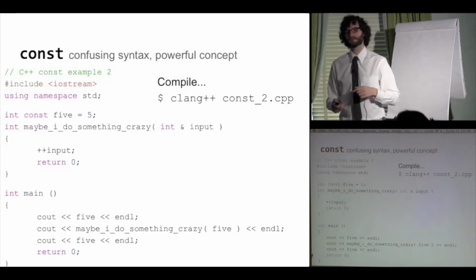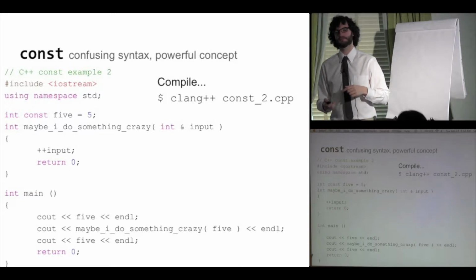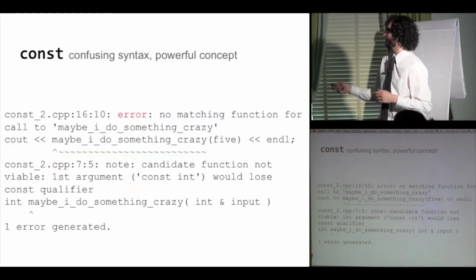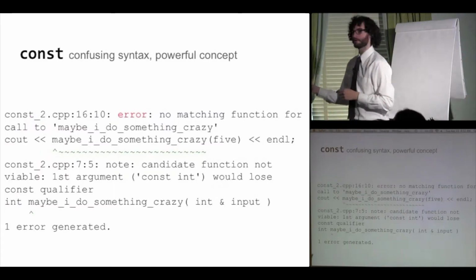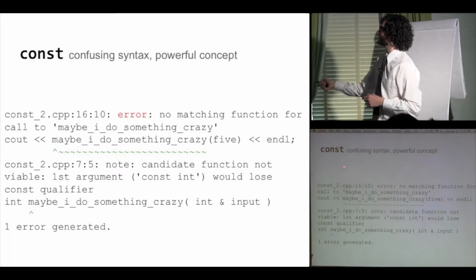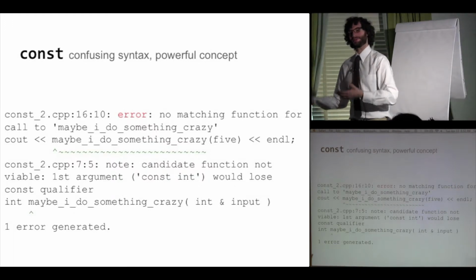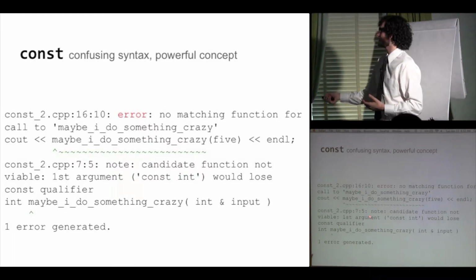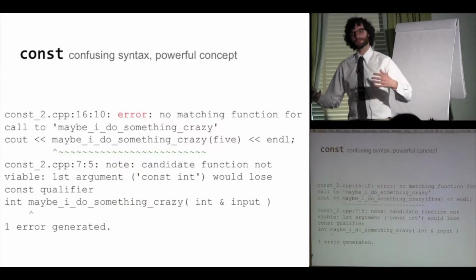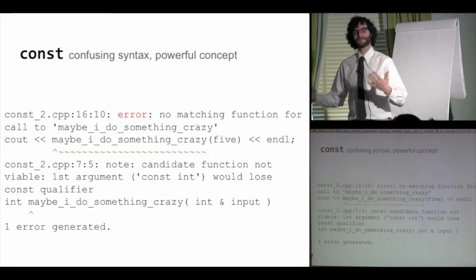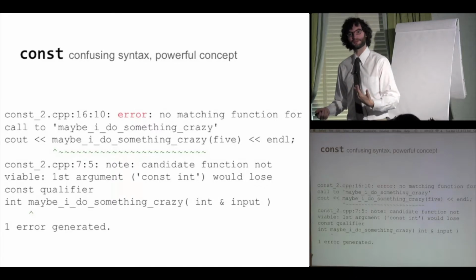It's probably going to be a compilation error because we're trying to change a const. That's exactly right. We get this really long error that says, no matching function call for maybeIDoSomethingCrazy. That might be confusing because you're thinking, there is a function called this that takes an integer. But const int is considered a type, so there's no function that takes a const int. That's where the error is. It's not when it tries to change it. It's actually when you try to call the function that you get the error.